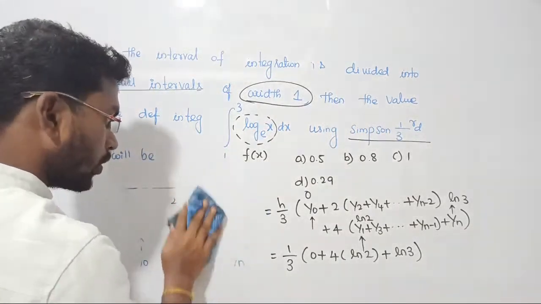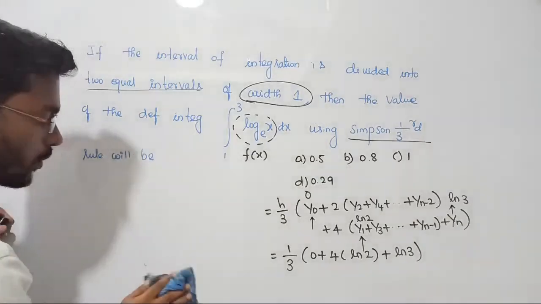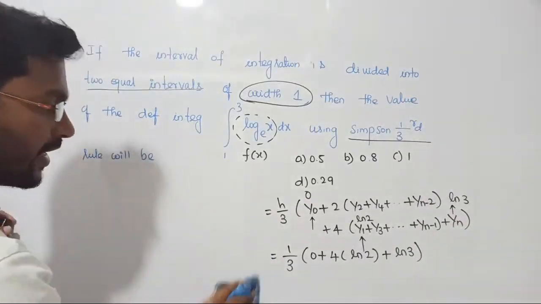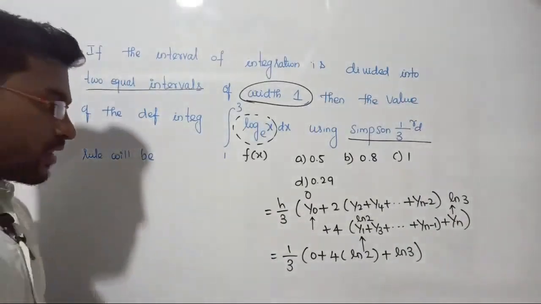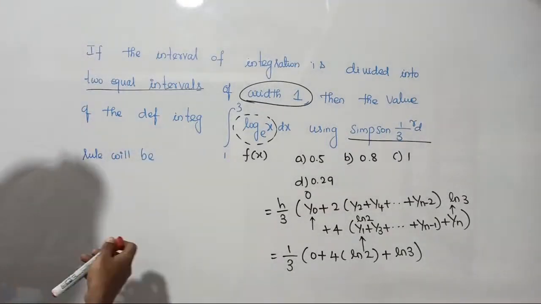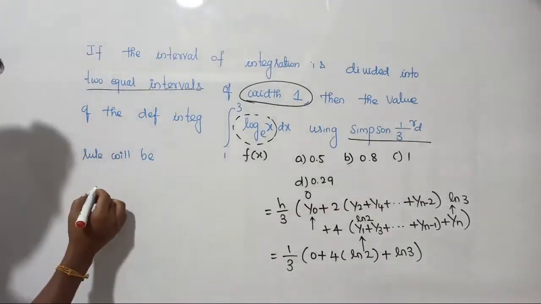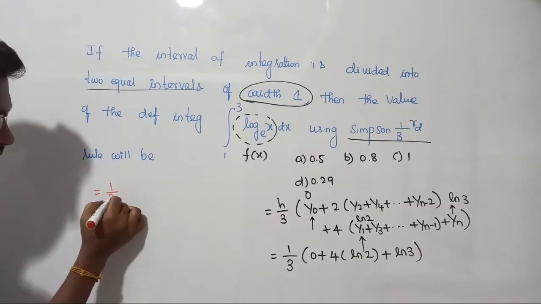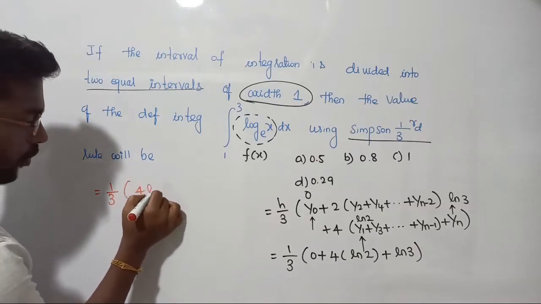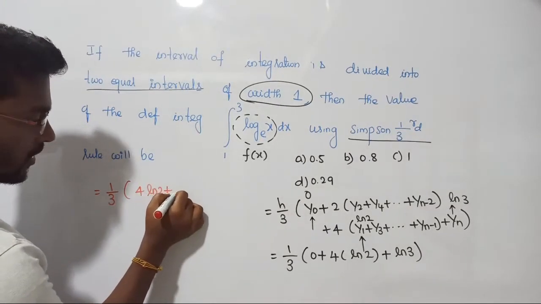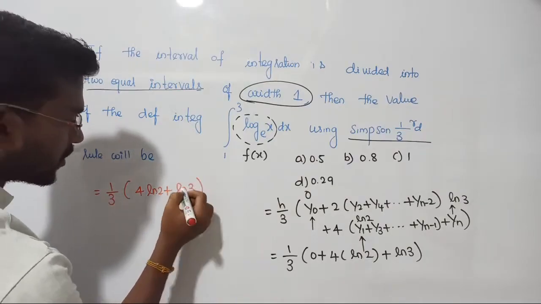Okay, no problem, slowly wait. First I will solve some 5 to 6 problems, because you all have to get the idea of how we are facing the questions. Then you will automatically start solving these problems. Fine. So let me reduce the function further. 1 upon 3 in bracket, we got 4 ln 2 plus ln 3.